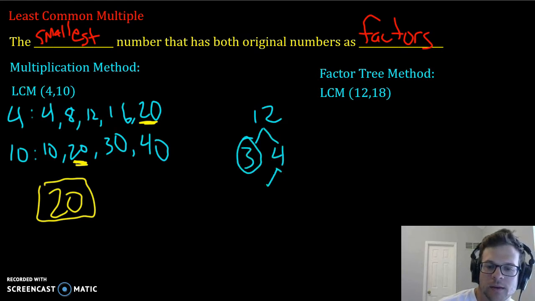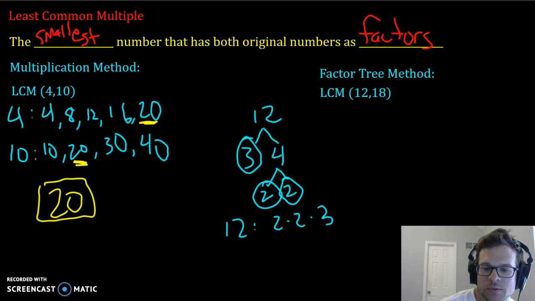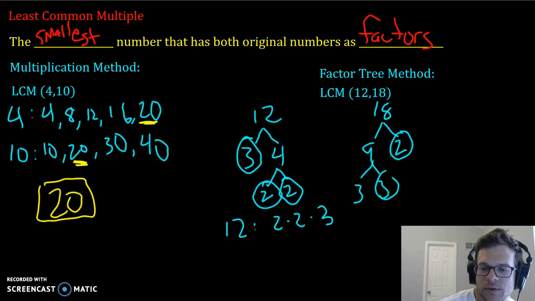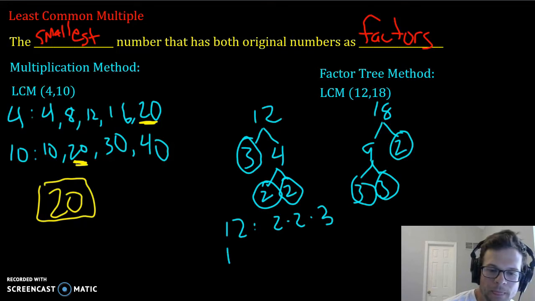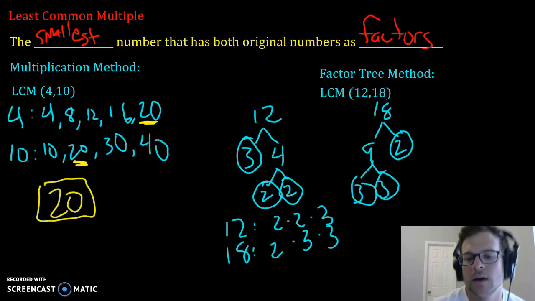3 is prime, 2 and 2. So we have 12 as 2 times 2 times 3. And let's do the same thing with our 18. 9 times 2, 3 times 3. So 2, 3, and 3. Those are the prime factorizations of both the 12 and the 18.